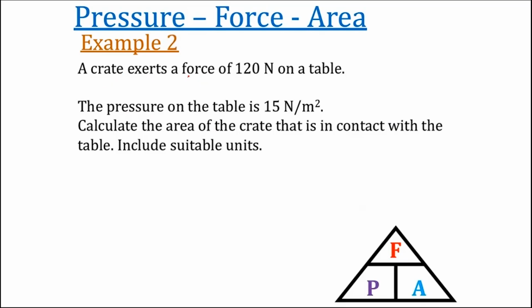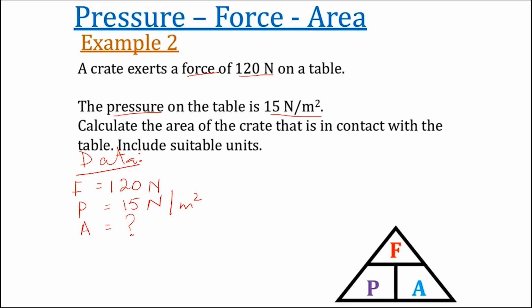Here the force is given to us, that is 120 newtons. So we will start with writing the data. Force is 120 newtons, and the next is what? Pressure. Pressure is 15 newton per square meter. Calculate the area. So we need to find out the area. We don't know the area, so we will write the solution for it.